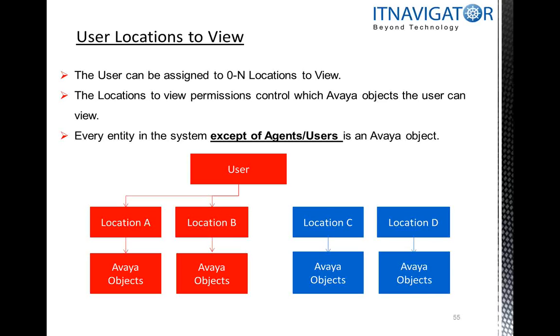And every entity inside Control Manager, except for agents and users, is assigned to a location. So if a user has access to location A and location B, he will be able to see all Avaya objects from location A and location B that his role allows him to access. So the role will say this user can access extensions and skills, and location A and location B are assigned to him. That means he can see extensions and skills from location A and location B. But he cannot see any extensions and skills from location C and D because they are not assigned to the user.